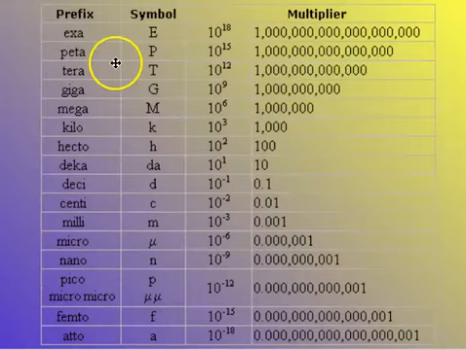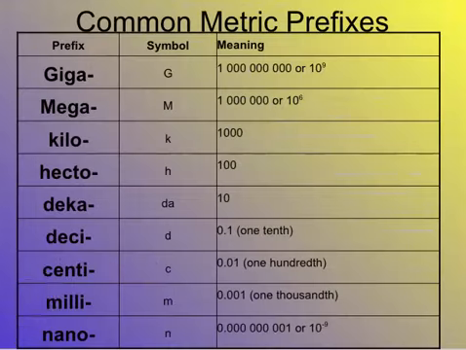And you can get very, very large and very, very small. So each one of these prefixes means something. Milli means 1,000th. And you can see that with the decimal right here. So 1 millimeter is 1,000th of a meter. Centi means 100th. So 1 centimeter is 1/100th of a meter.